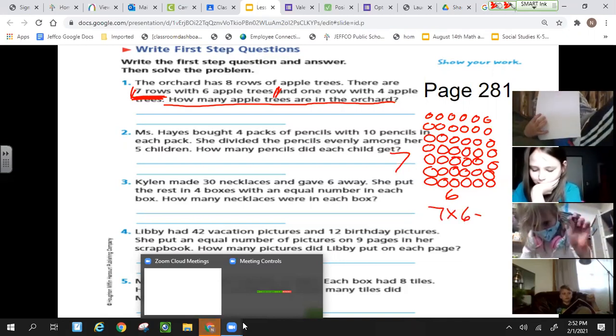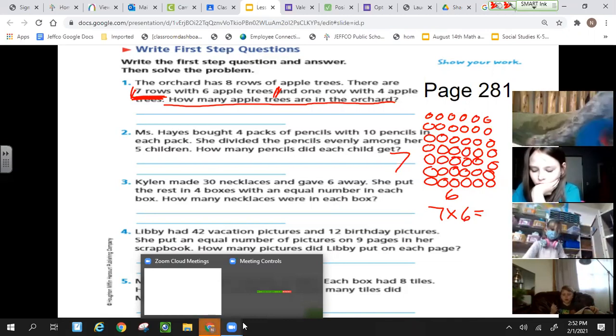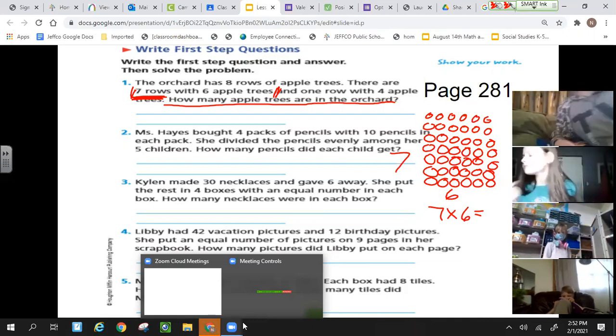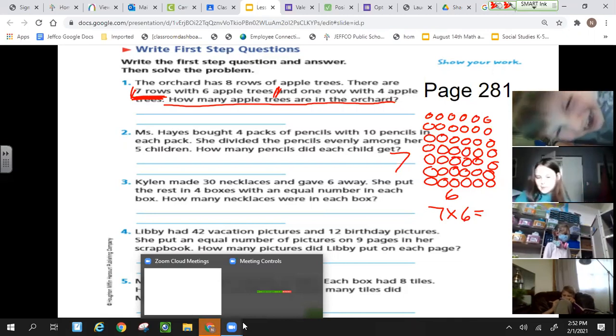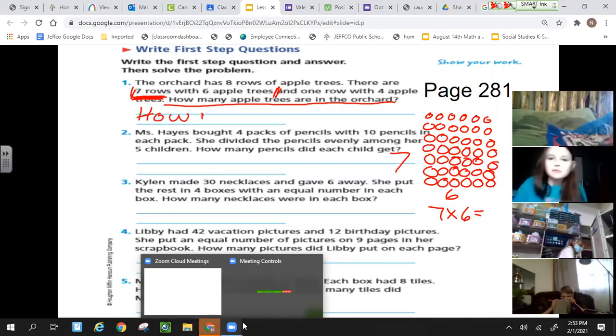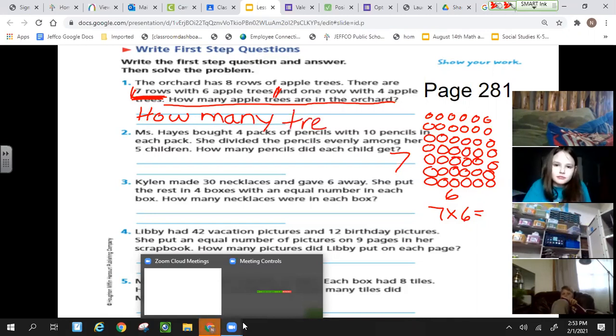What am I figuring out? I want to know how many trees are in the orchard. That's what I want to know for real, but I can't figure that out until I know how many apple trees are in the 7 rows, right? I need to know that first. That's what I'm figuring out. How many trees are in 7 rows? You'll notice that your first step question is usually starting with how many. How many trees are in 7 rows?